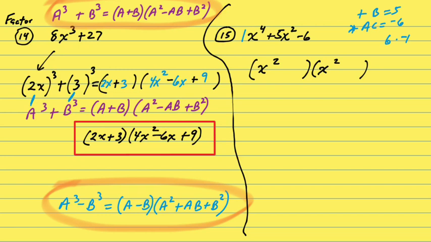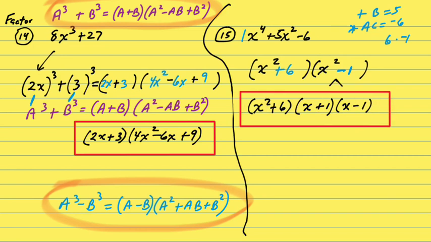Because the A is a 1, I think I can put them right in. 6 and a negative 1. So x squared plus 6 does not factor. There is no rule for sum of squares in the reals. But x squared minus 1 is the difference of squares, so that factors a bit further. X plus 1 times x minus 1 is the way that one would factor. Okay, we have 14, 15.